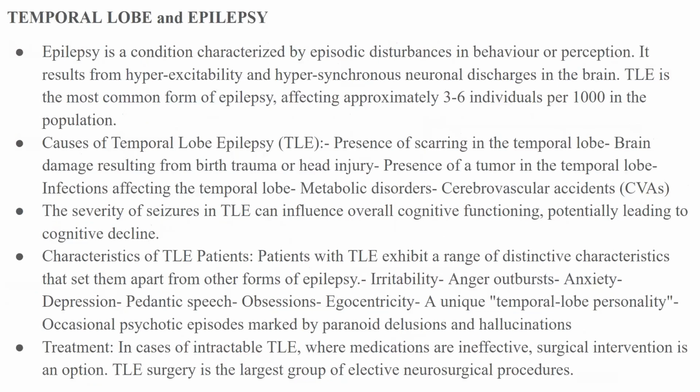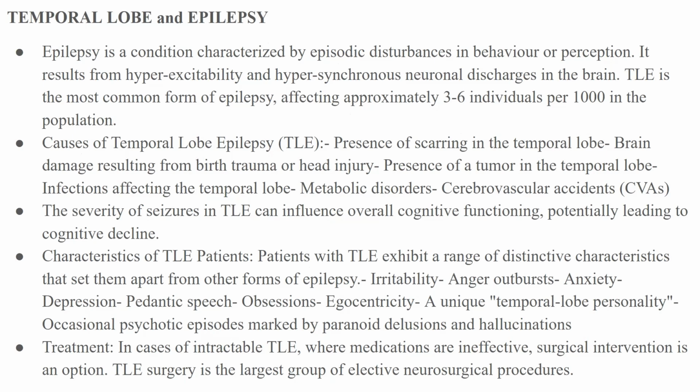Then temporal lobe and epilepsy. So, epilepsy is a condition characterized by episodic disturbances in behavior or perception. It results from hyperexcitability and hypersynchronous neuronal changes in the brain. So, temporal lobe epilepsy, TLE, is the most common form of epilepsy, and it affects approximately 3 to 6 individuals per thousand in the population.